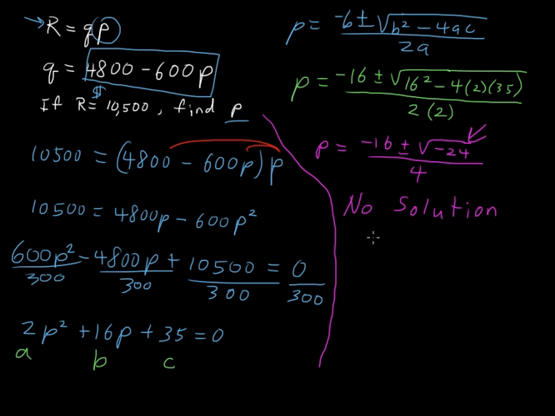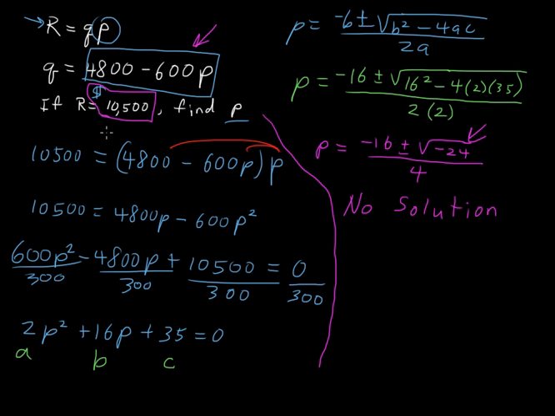Well, actually, we found out something interesting. We said there is no price under this condition right here. There is no price that would give us a revenue of 10,500. So your boss comes to you, says, we need a revenue of 10,500. You say, look at that formula.